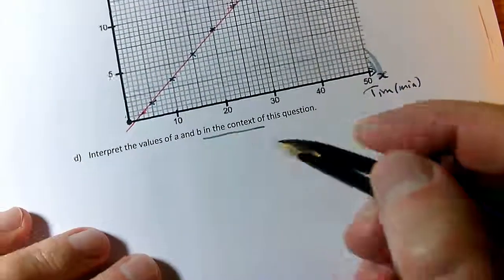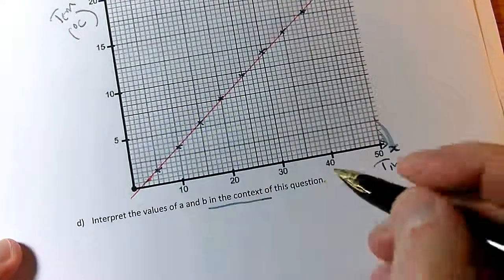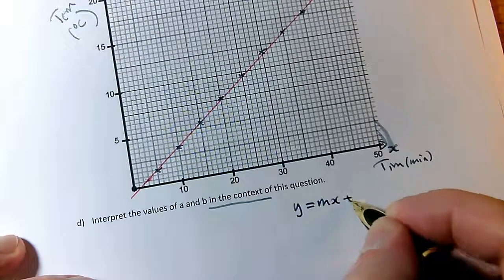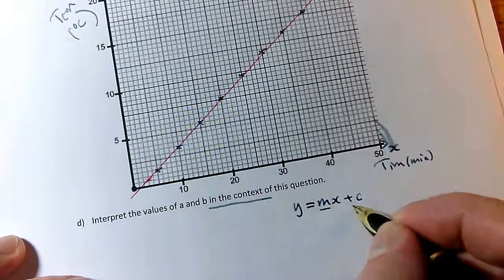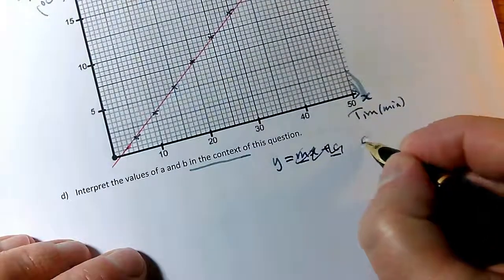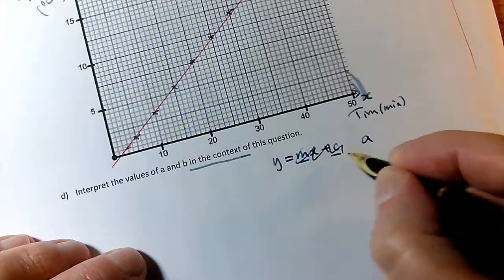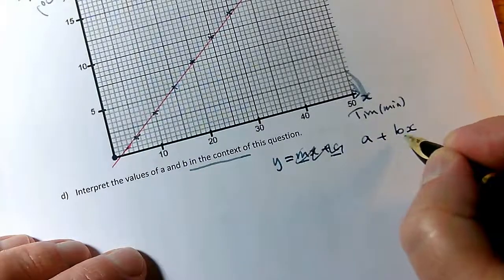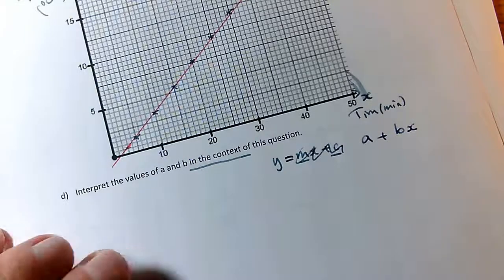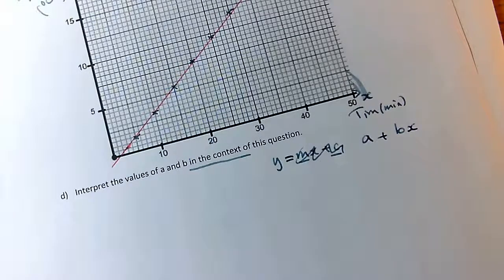So interpreting A, in terms of your theory of straight line graphs, you know that if y equals mx plus c, then this gives you the gradient and this gives you the y-intercept. Now we're doing the same thing, except instead of mx plus c, I've got a, which is acting like my c, plus bx. So b is acting like the m. So b is the slope and a is the intercept. And if you say that, you'll get no marks at all because that's not in context.